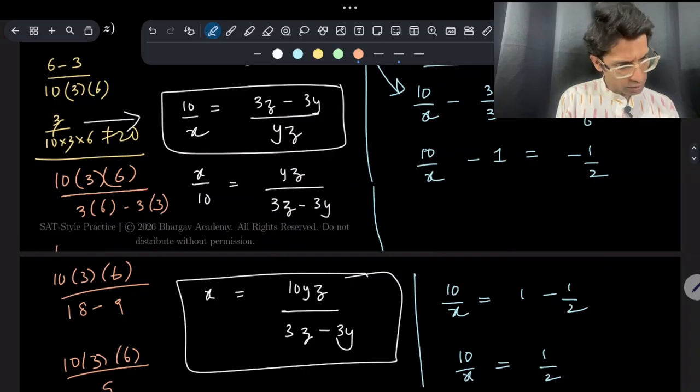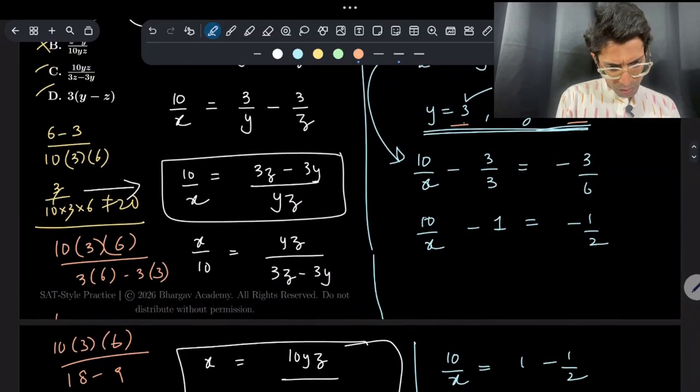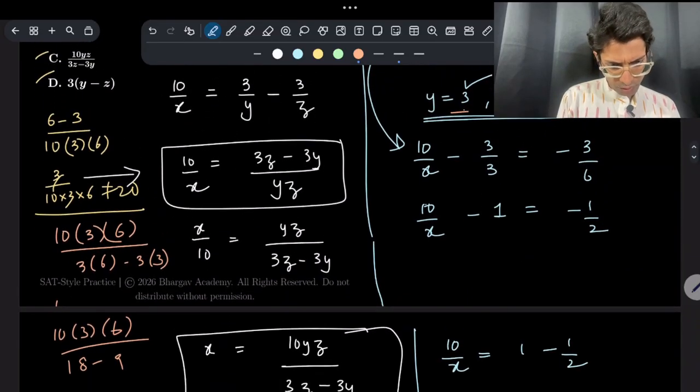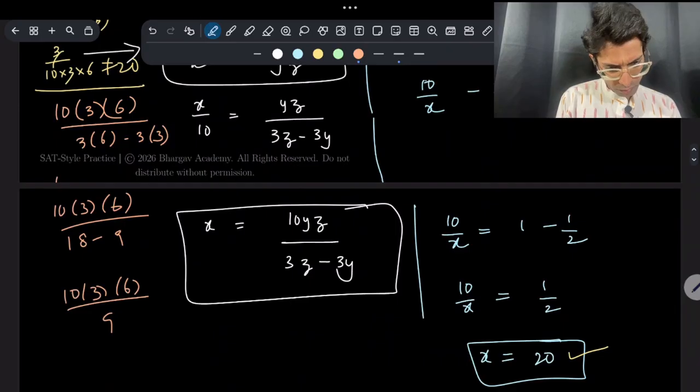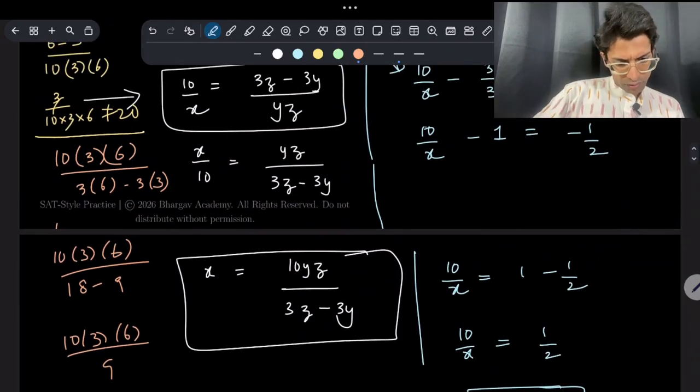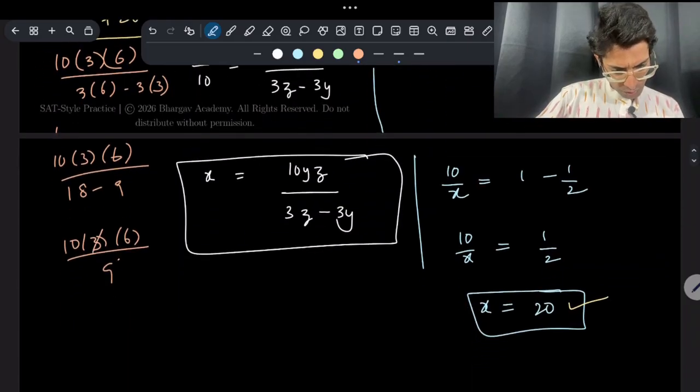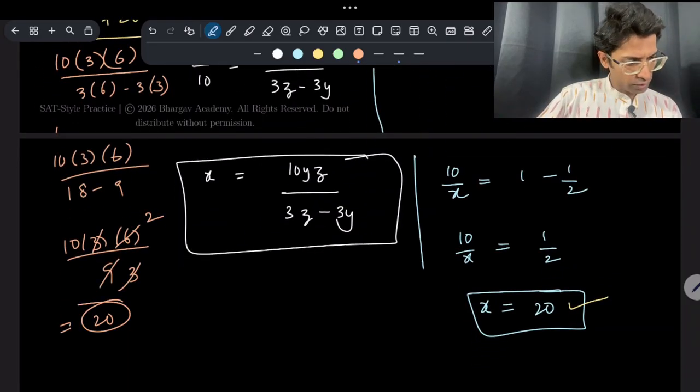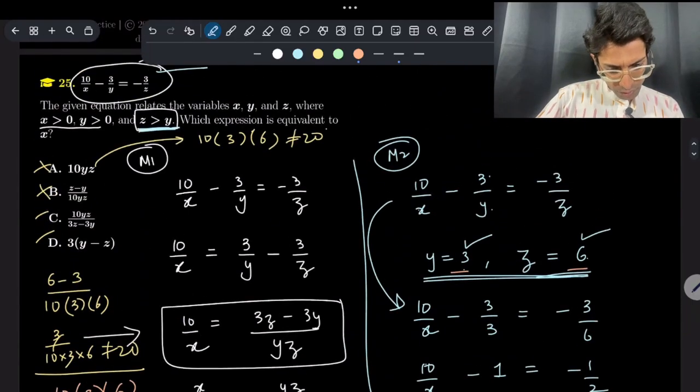Am I doing it correctly? z is 6 minus 3 is 3. Okay. 3 3s are, 3 2s are. So this comes out to be 20. Alright. So this one matches.